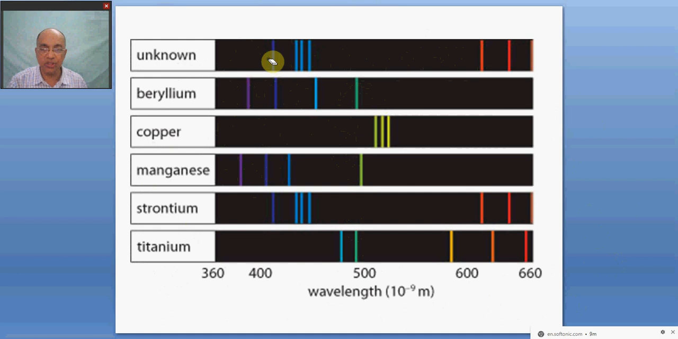Yes. If you see very carefully, you'll find the spectrum of the unknown element matches with strontium. Have a look. These two red and these three, this one. So exactly it matches with the strontium spectrum. So the unknown element is undoubtedly strontium. So by matching the spectrum of an unknown element with the literature data available for all elements, you can identify the element.